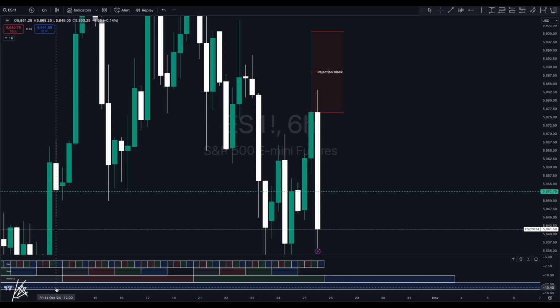So in today's video, we are going to talk through rejection blocks and I'm going to share with you a little hack that I have found very useful when trading these and has made me successful when it comes to rejection blocks overall. So I will share with you my rules and how I trade them, and then I will also link ICT's video on rejection blocks in the description box in the event you want to watch the video.